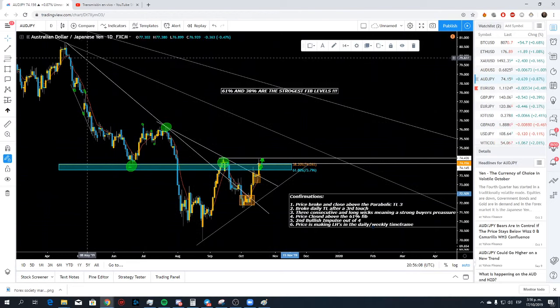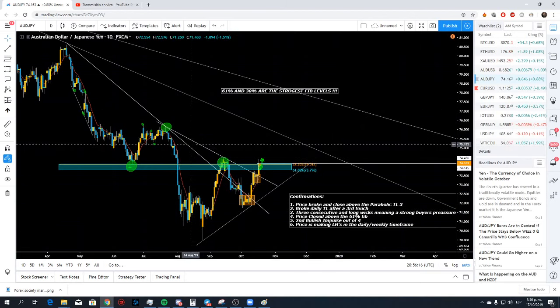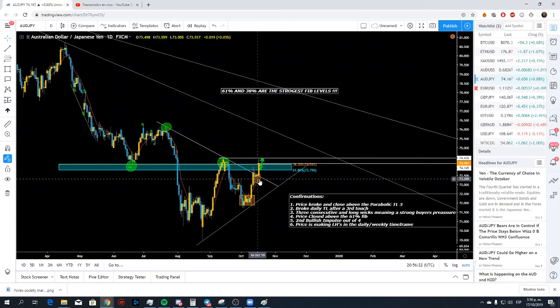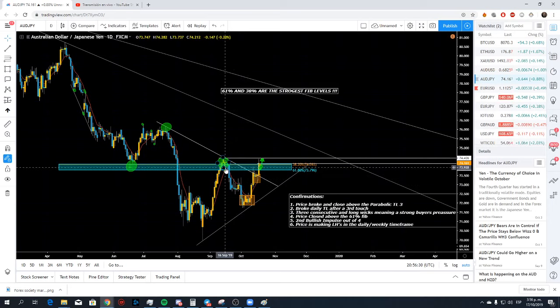So first confirmation, broke this trend line. Second confirmation, broke the daily trend line after the third touch. That daily trend line is this one. It's the one you got here. This one. 1, 2, third touch. Broke that trend line. So it broke 2 parabolic trend lines. It really means that price is dominated by buyers. When you break 2 parabolics, it is just another big confirmation. But we already got it here. So third touch, broke above it, broke above the daily trend line.